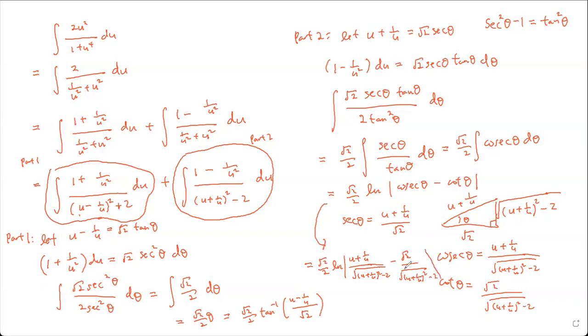So this is our answer for part 2. The final answer would be the combination of part 1 and part 2. This is part 1, and this is part 2. There we have it. It's the sum of these two, and don't forget to add that arbitrary constant c at the back. That sums up the integral.